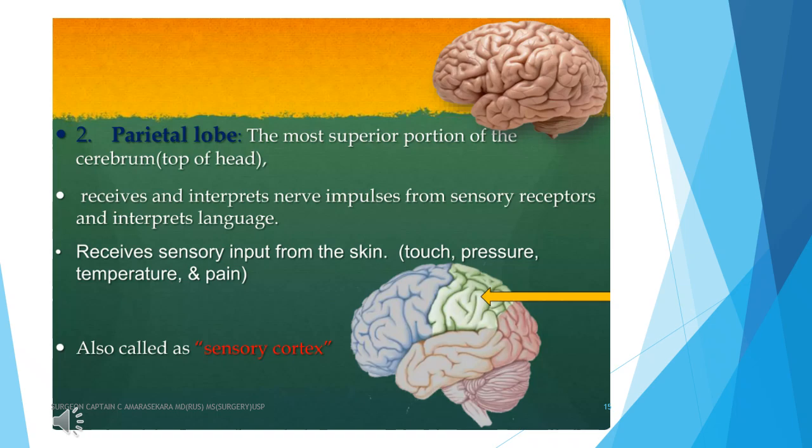So the primary somatosensory cortex is located in the postcentral gyrus. It is somatotopically organized, forming the sensory homunculus. This allows precise mapping of sensory input from each body region.